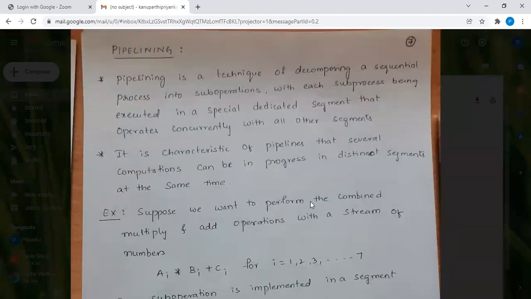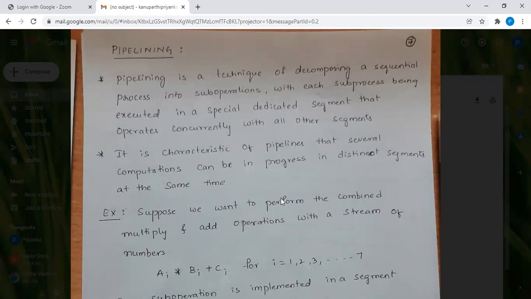Next, our third part is pipelining, right? When we talk about pipelining, it is a technique of decomposing a sequential process into sub-operations, with each sub-process being executed in a special dedicated segment that operates concurrently with all other segments.